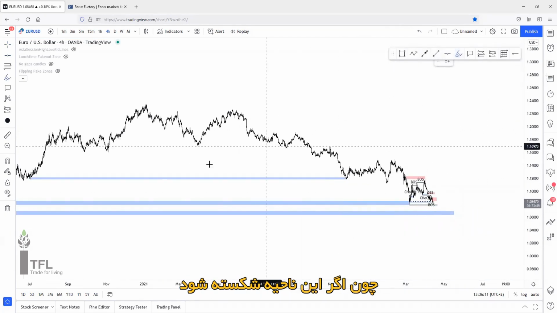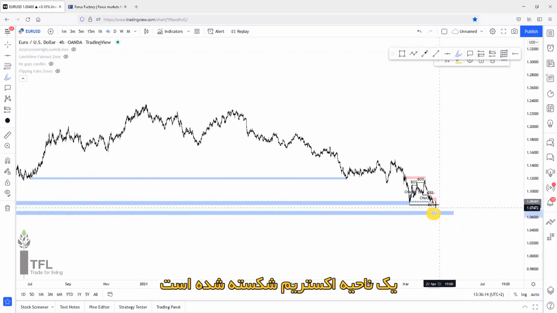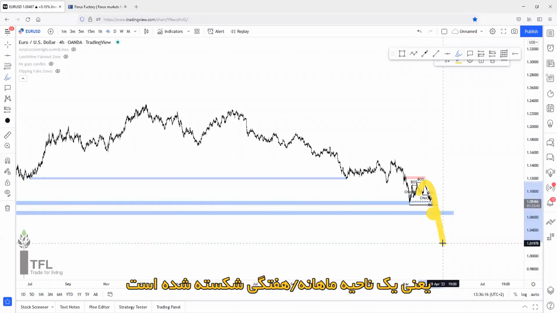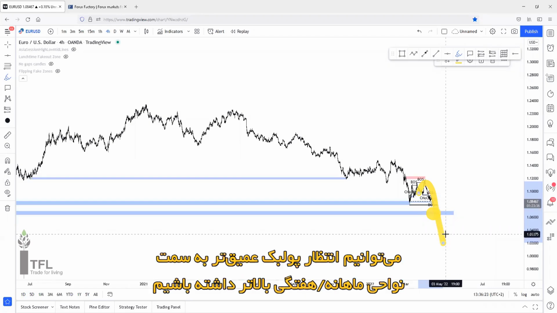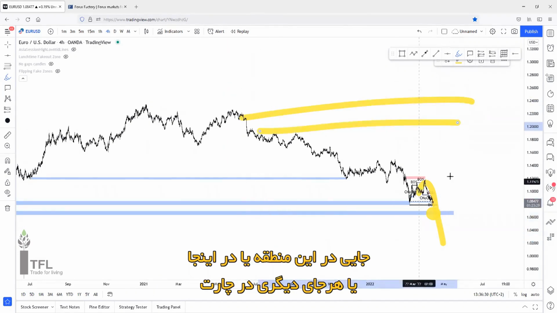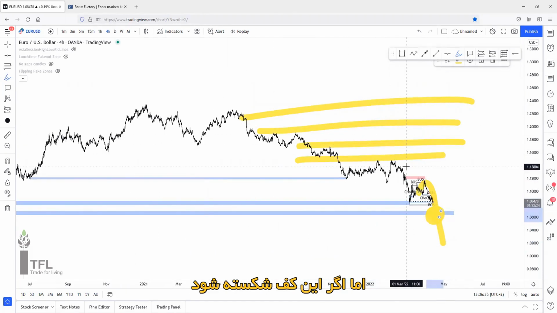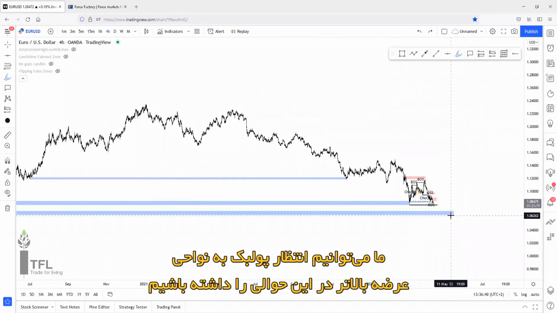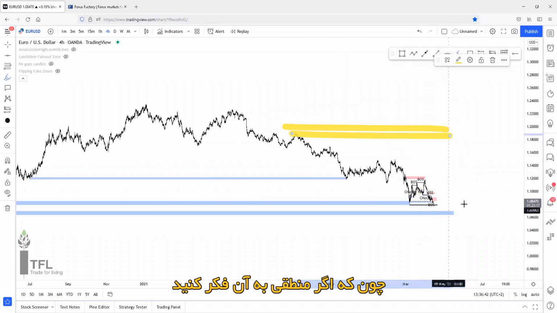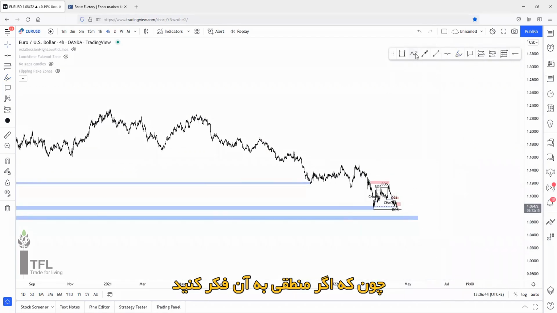Because if this zone is broken, then an extreme low will be broken. And if an extreme low is being broken, that means that a weekly/monthly low is being broken. And if this monthly/weekly low is being broken, we can expect a deeper, upper pullback to a monthly/weekly supply zone, which could be somewhere around this area or anywhere else in the chart. But if this low break happens, we can really expect an upper pullback to some upper supply areas somewhere around here. Because just think about it logically.